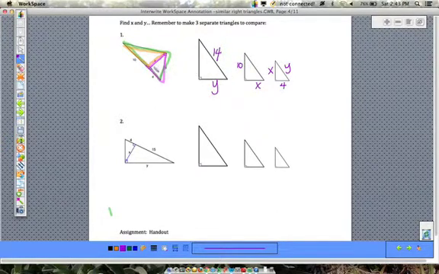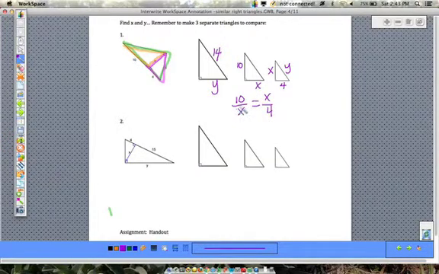So first I want to find x. My hint is to look for sides that are corresponding, that both have a number or a variable listed. So it looks like I have 10 and x in this corresponding position, and then x and a 4. So I could say, since they're similar, the ratio between 10 and x is going to be the same as x and 4.